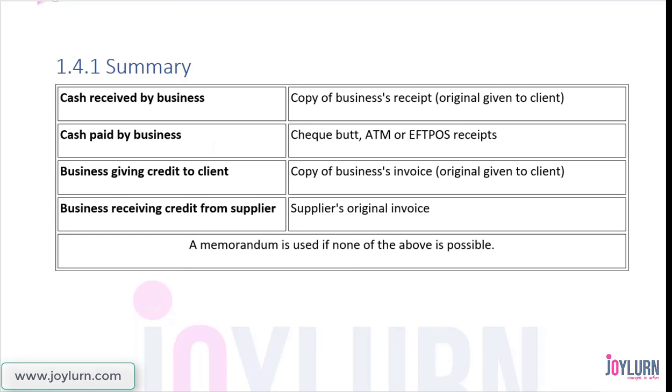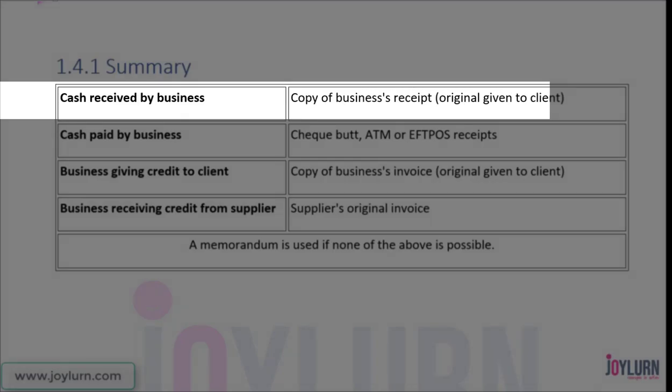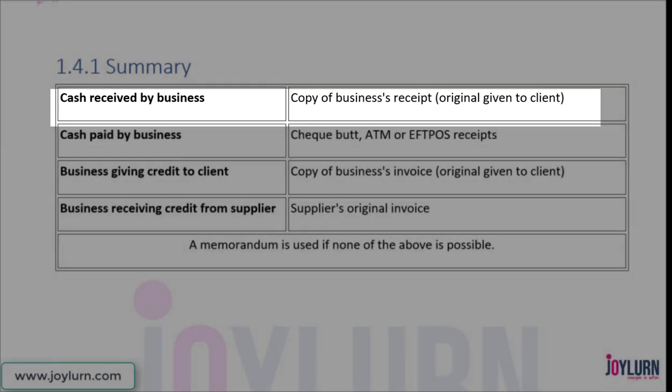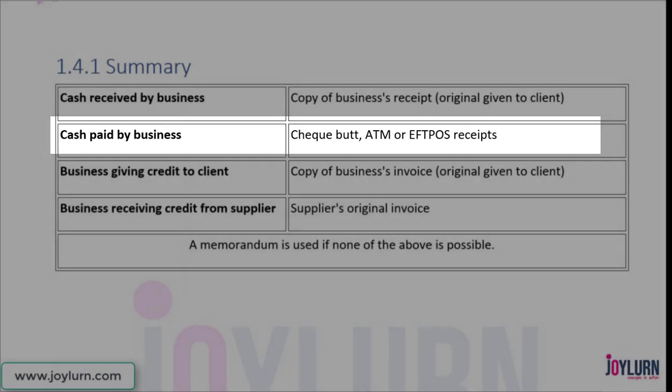Let's summarize the source documents which are used to record the transaction for the business. So, cash received by the business: the business will keep a copy of the business's receipt. Original is given to the client. Cash paid by the business: usually check butts, ATM or EFTPOS receipts are kept, on the basis of which the transactions are recorded.